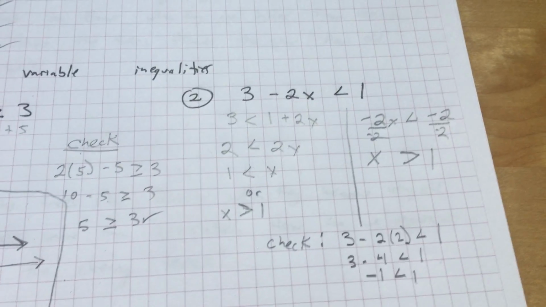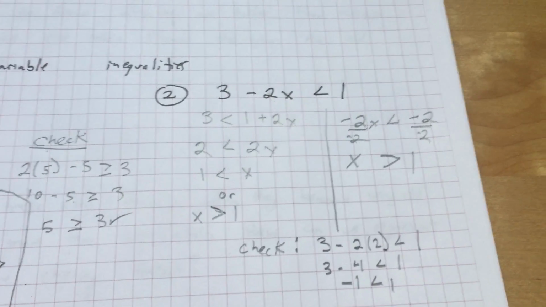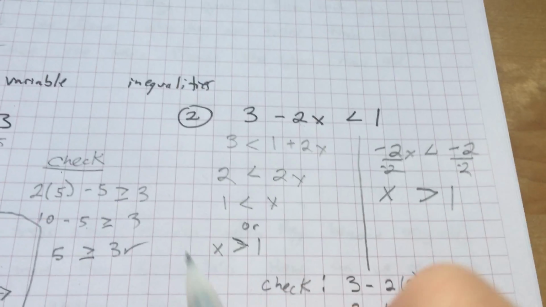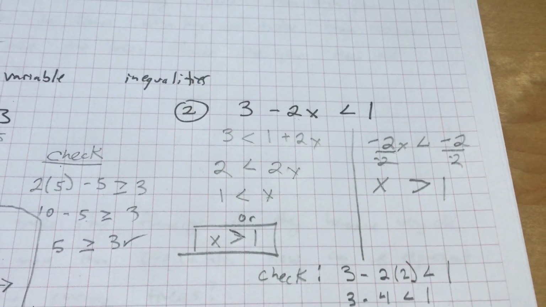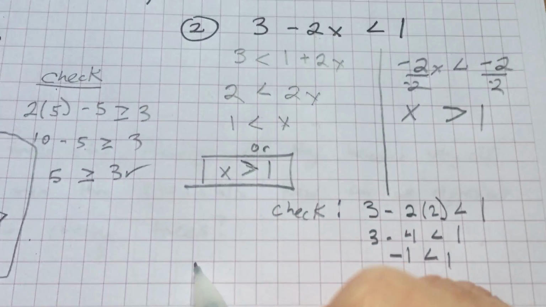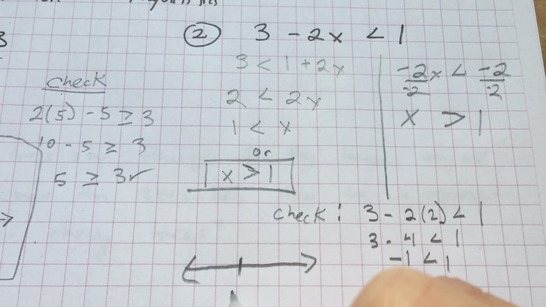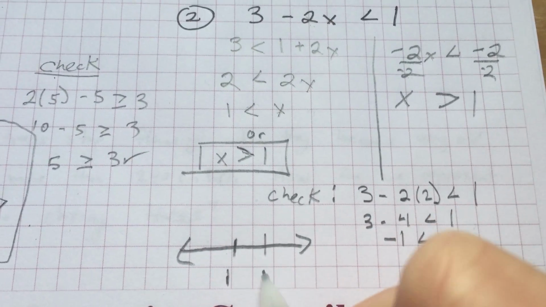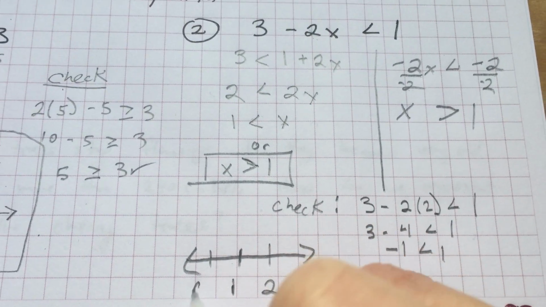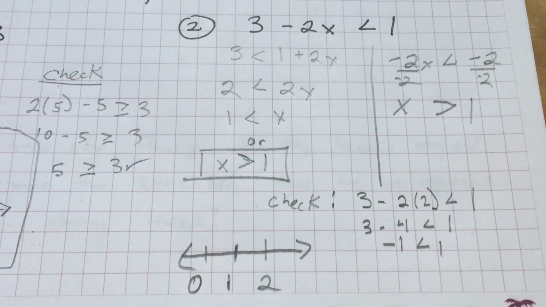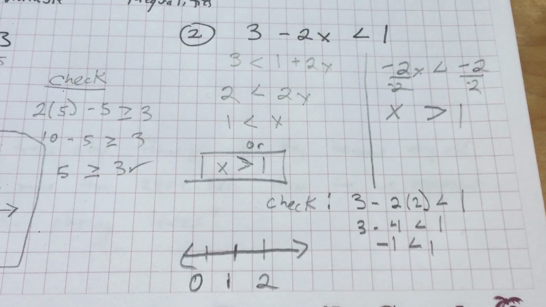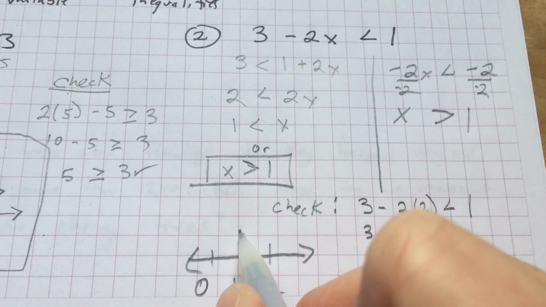So my recommendation whenever you're solving these inequalities is just to double check your answer. So I'm going to go ahead and box x is greater than 1. And how am I going to draw that? Quick little number line. Put my 1 in the middle. The number that I've already tried is 2. The number I didn't try technically is 0. Now 1 is not included because 1 cannot be greater than itself.